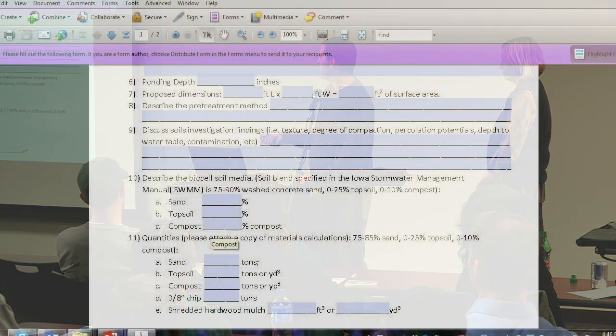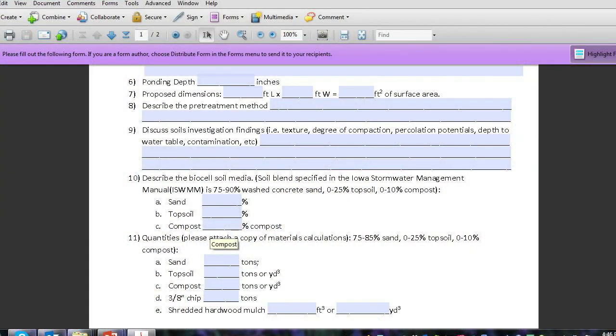Your ponding depth is on this list, and that's very important. 6 to 9 inches is pretty typical. You wouldn't want too much more than that because the water wouldn't drain down fast enough, and if it was too shallow, you're not going to have very much storage.